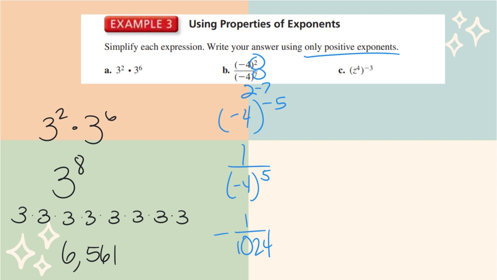In C, we now have the power of a power property. We're simplifying. We're going to have Z to the power 4 times -3. Z to the power of 4 times -3 gives me -12. Then what do we do now? The negative exponent definition, which is what? Reciprocal. So we're going to have 1 over Z to the power of +12 now.